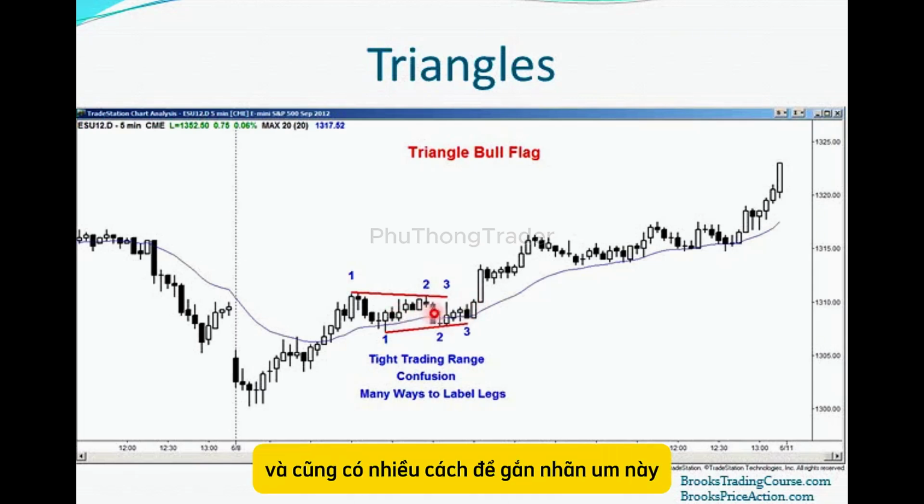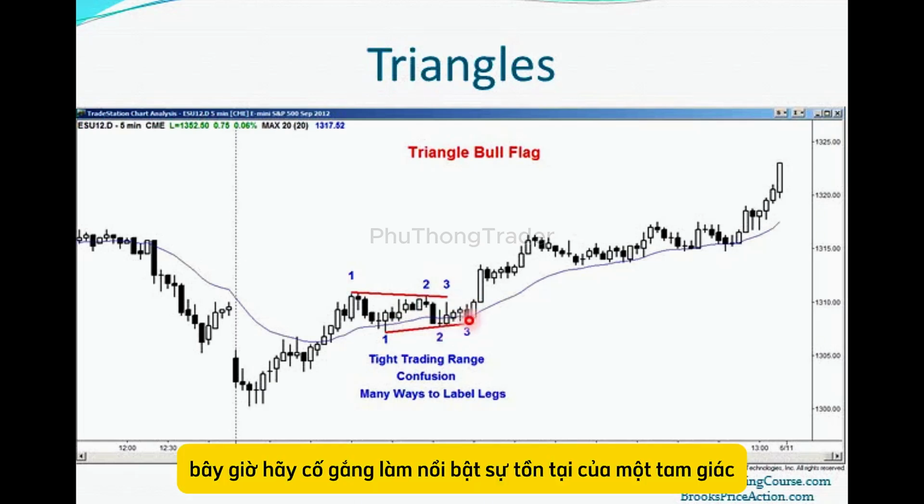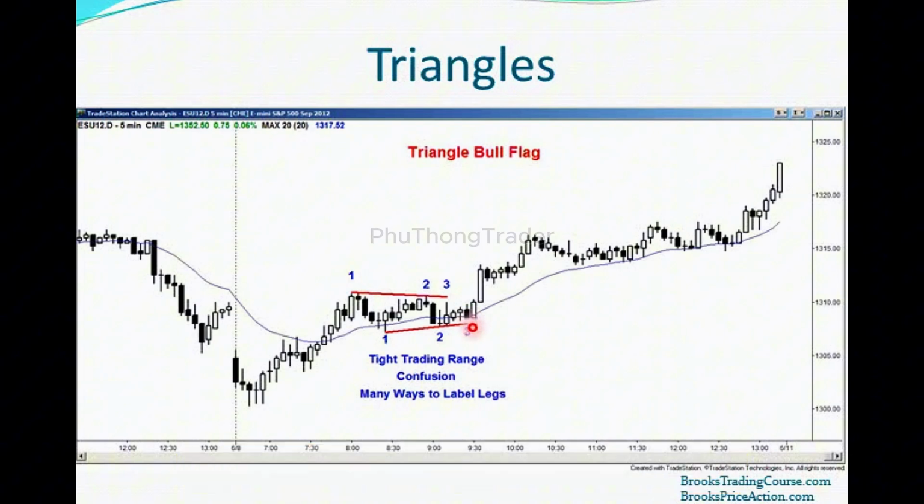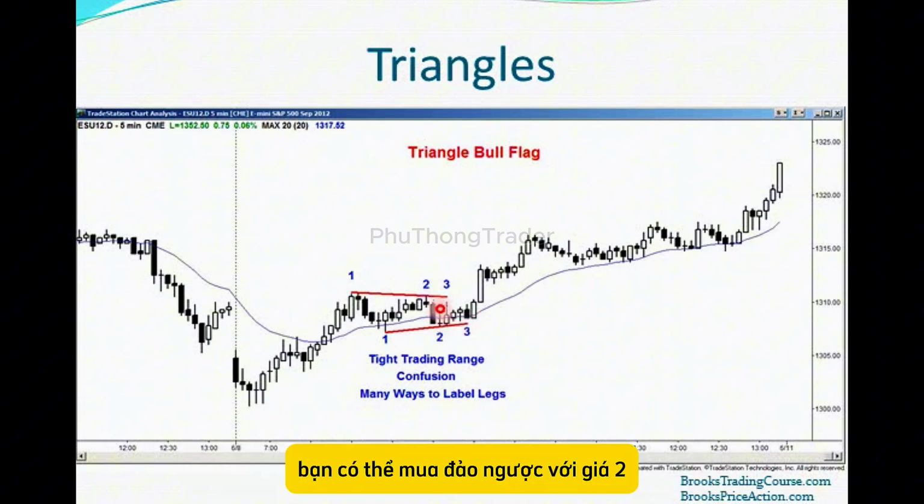And there are also many ways to label this. There are many ways to label it to try to highlight the existence of a triangle. You can buy the reversal up at 2. You can buy the reversal up above 3, looking at 3 pushes down, 1, 2, and then this bear bar, 3rd push down. So this bull bar is a buy. You could wait for the breakout and buy this bar. You can buy above the pullback from the breakout or above this pullback.